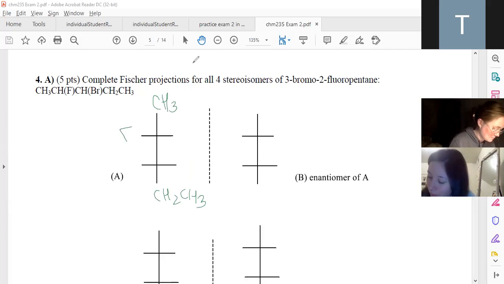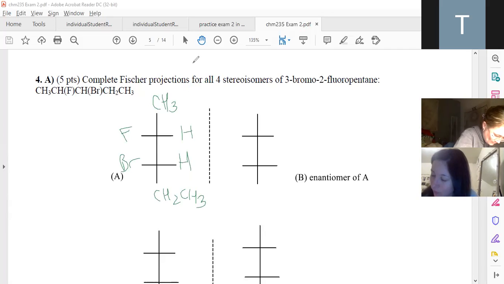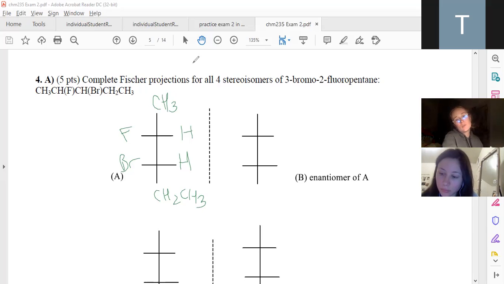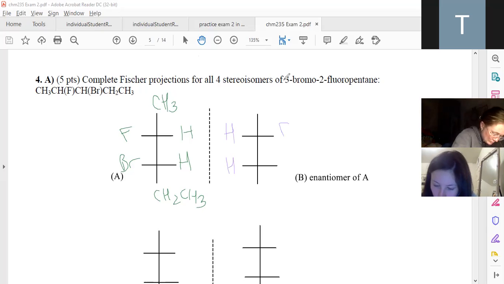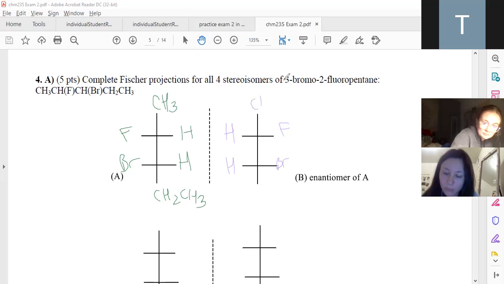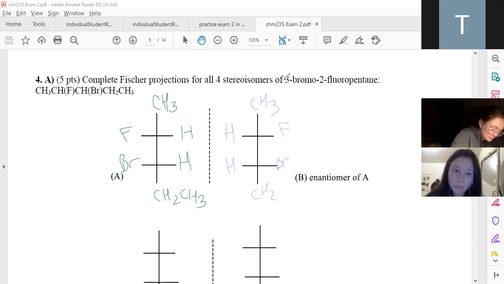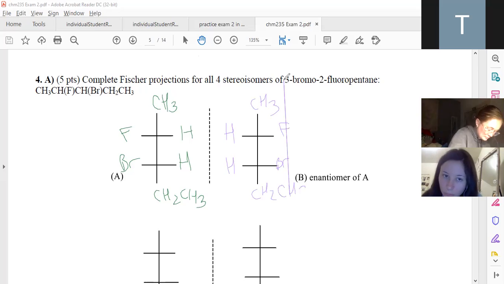Right, so fluorine, bromine, hydrogen, hydrogen. Okay. So an enantiomer of A, what's an enantiomer? A non-superimposable mirror image. Yep, so all you would do then is just draw the mirror image. Make sense? Right, and that's it.